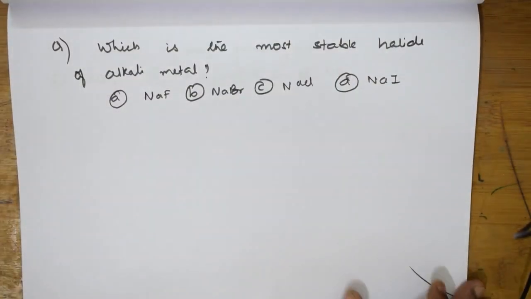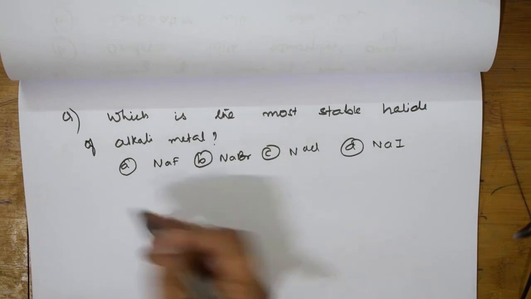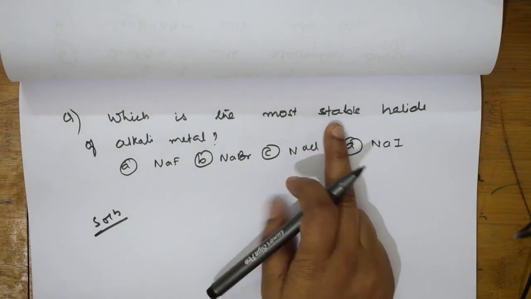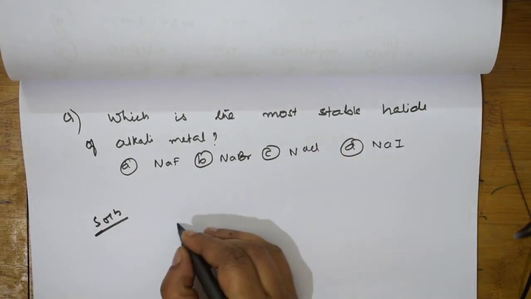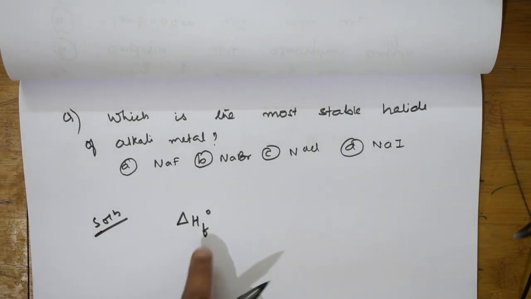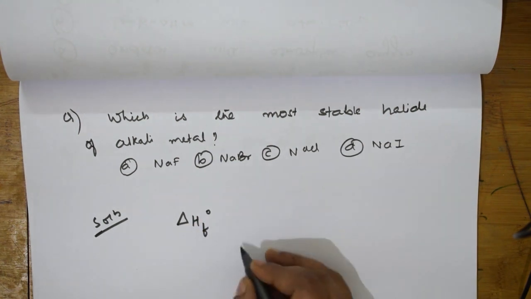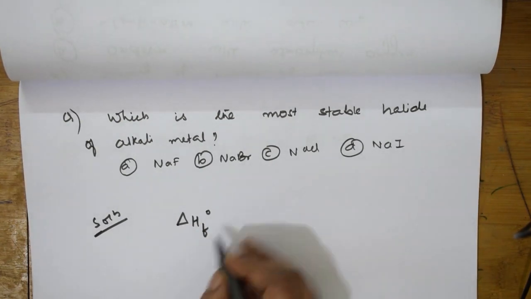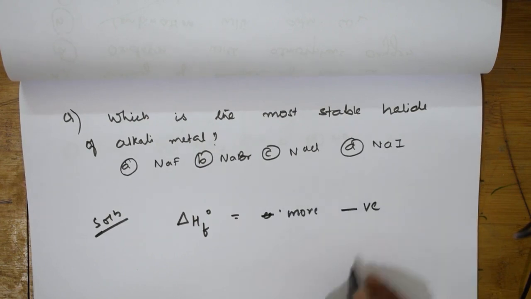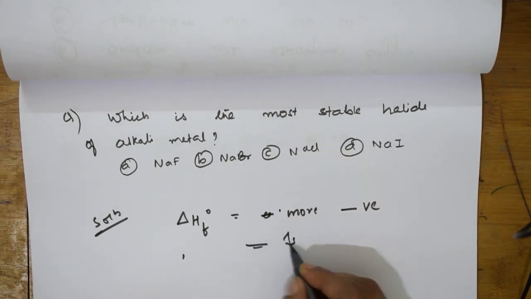Next question. What do they give me here? Which of the following is the most stable halide of alkali metals? So basically, whenever they ask you about the stability, what concept should you remember? Just simple. Speak in terms of standard delta H of formation, the standard enthalpy of formation. Now, if the delta H value is more negative, then the particular halide is stable. Remember this.